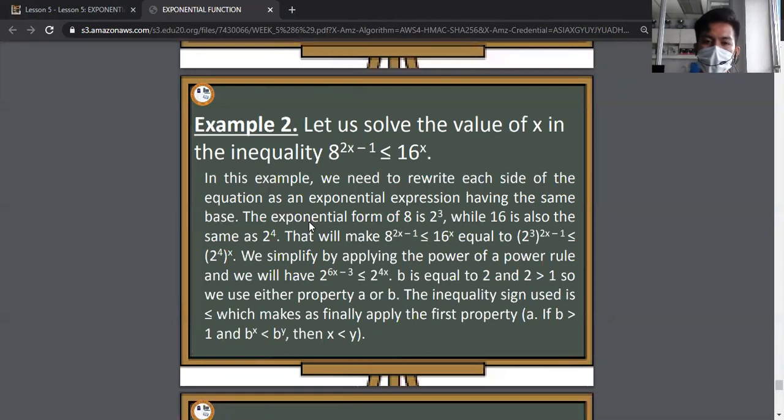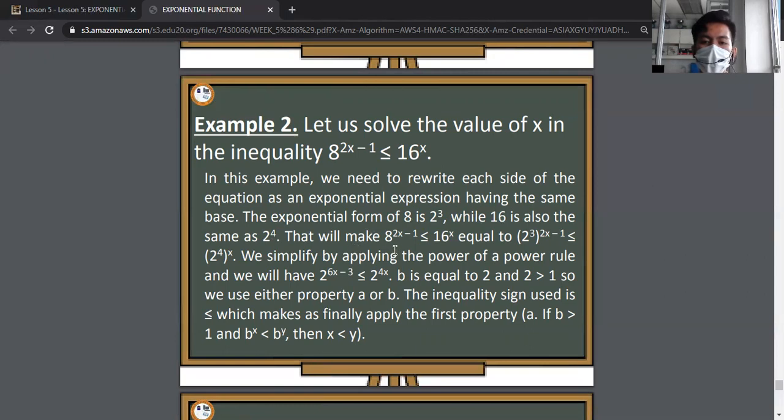So, example number 2, let us solve for the value of x in the inequality 8 raised to 2x minus 1 less than or equal to 16x. In this example, we need to rewrite each side of the inequality as an exponential expression having the same base. An exponential form of 8 is 2 raised to 3, while 16 is also the same as 2 raised to 4.